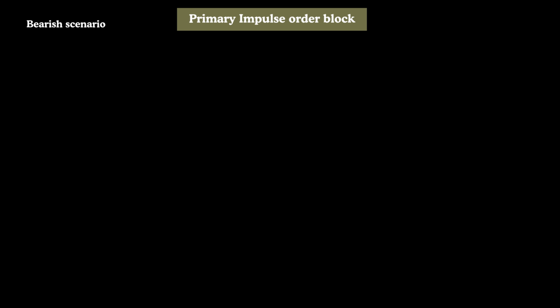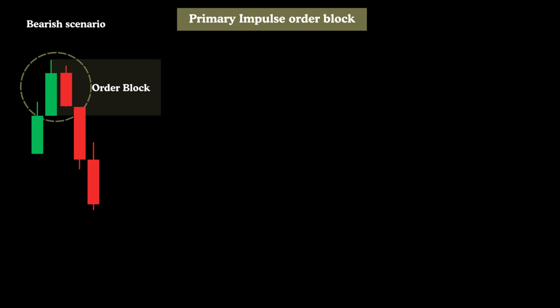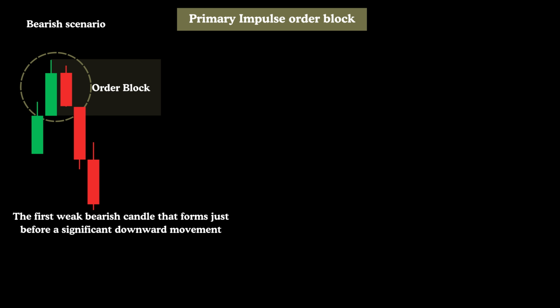The second category of order block is referred to as the primary impulse order block. This particular type emerges when the price action fails to produce a strong or meaningful move after shifting its primary trend. In a bearish setup, the primary impulse order block is spotted as the initial weak bearish candle that appears right before a significant price drop. It marks a level where the market lacked the strength to maintain its previous bullish direction, potentially hinting at a trend shift or shift in sentiment.